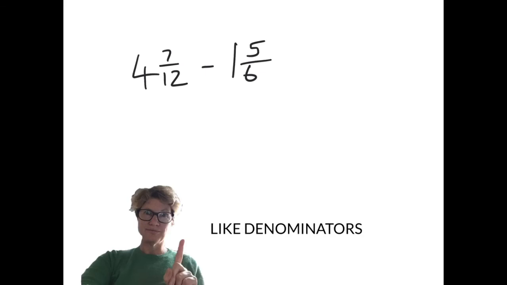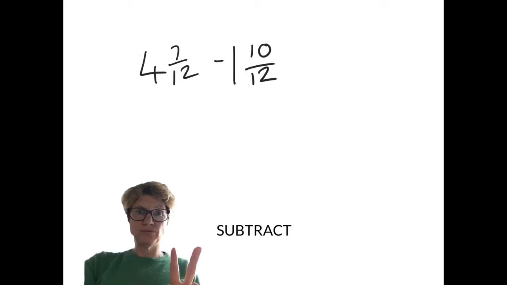Third example. 4 and 7/12 take away 1 and 5/6. Step 1, like denominators. So my lowest common multiple in this case is 12. So 7/12 is going to stay the same, and 5/6 is going to become 10/12. So step 2, I rewrite my subtraction with the like denominators. 4 and 7/12 take away 1 and 10/12.